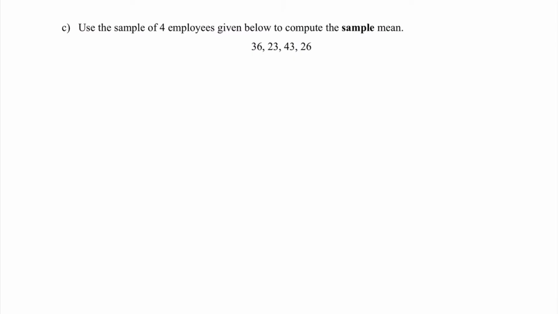We're asked again to use the sample of 4 employees given below to compute the sample mean, but this time they selected 4 different employees. So we have some different values for our data. We're still finding sample means though, which means we're finding x bar, which means we're going to take the sum of our observations and divide it by our sample size. So we have 36 plus 23 plus 43 plus 26, and we're dividing that by 4.